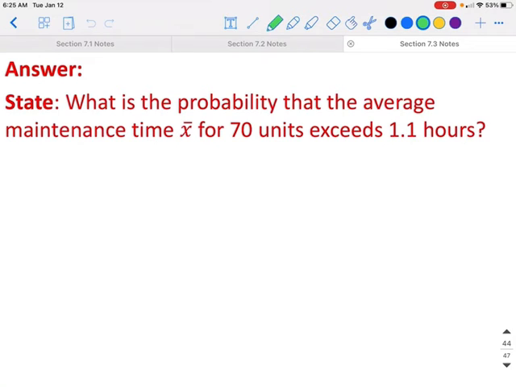Now, if we do 10 times those 70 units, that gives us 700 air conditioning units. If this is a very large city, we can about guarantee there are more than 700 air conditioning units in the city, so this will meet the 10% condition. So now we can find the standard deviation.